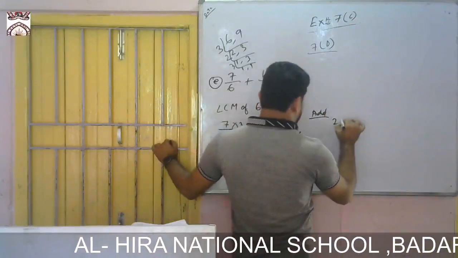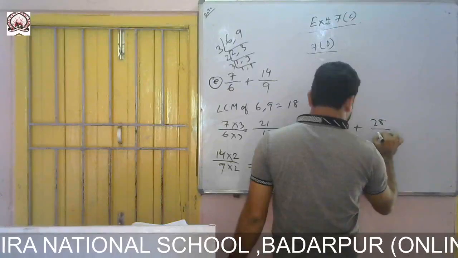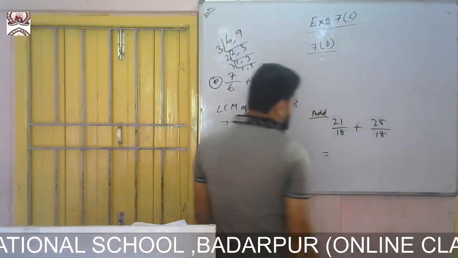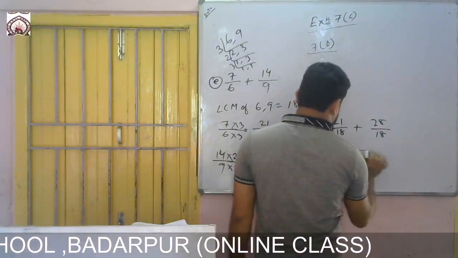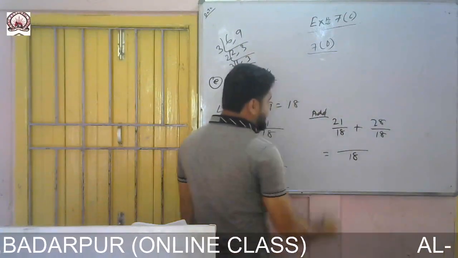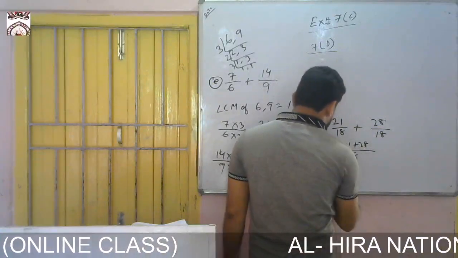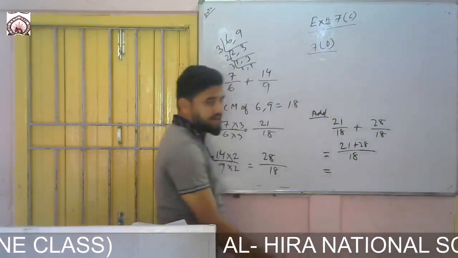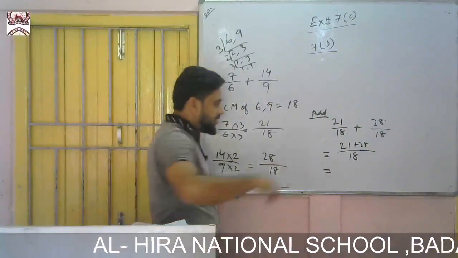Okay, 21 by 18 plus 28 by what? 18. Now it will be what? 18, 18 same. Okay, so 21 plus 28. As I said earlier, if the denominators are same, we can add the numerators directly. Now add.